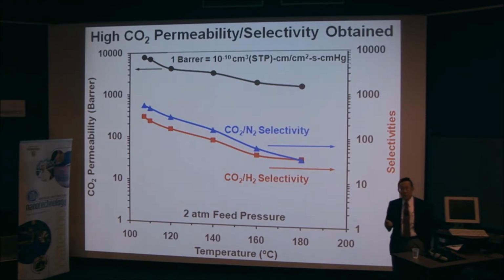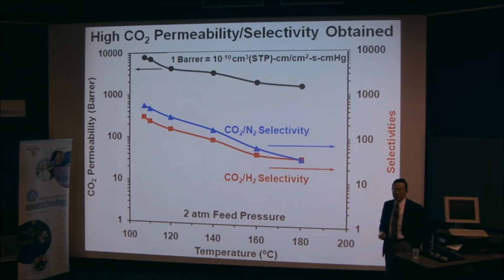We do need water molecules in the membrane in order to enhance the reaction between the CO2 and the amino group. So that's why you see the performance coming down. But even so, even at 180 degrees Celsius, the permeability is still pretty high. And the selectivity is also quite good.